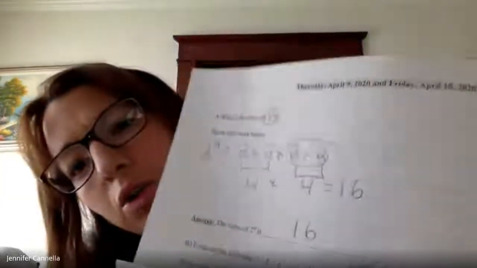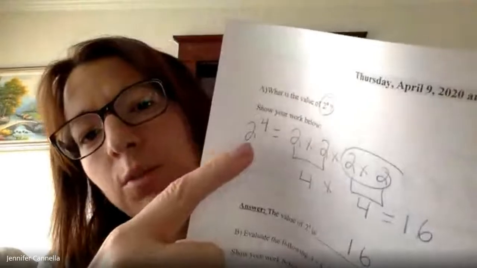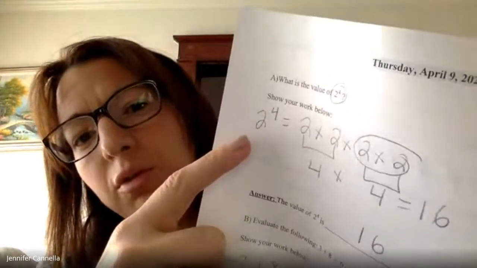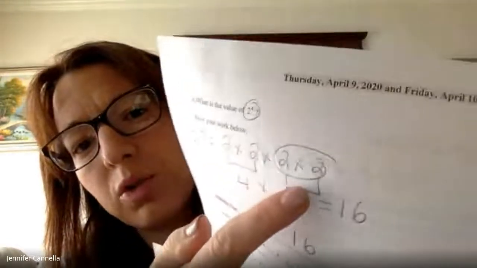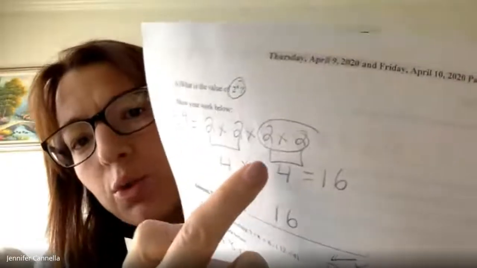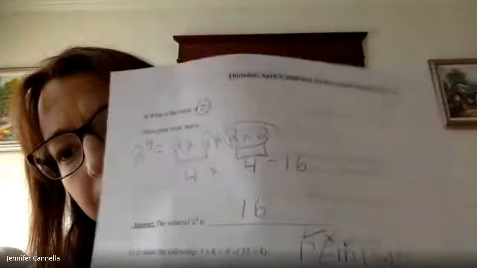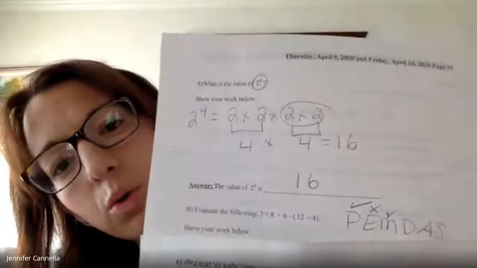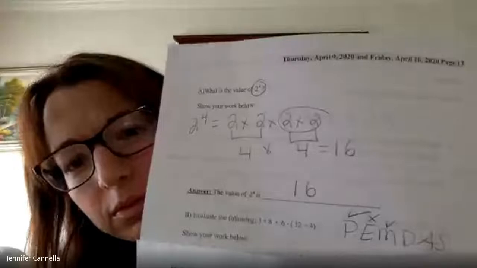Now, it should look like this. 2 to the 4th means I take the exponent, which is 4, and I multiply the base, which is 2, 4 times. It's 2 times 2 times 2 times 2. It's not 2 times 4, okay? It's 2 times 2 times 2 times 2, which is 16. You could type it in the chat, Aiden. We're not interrupting.